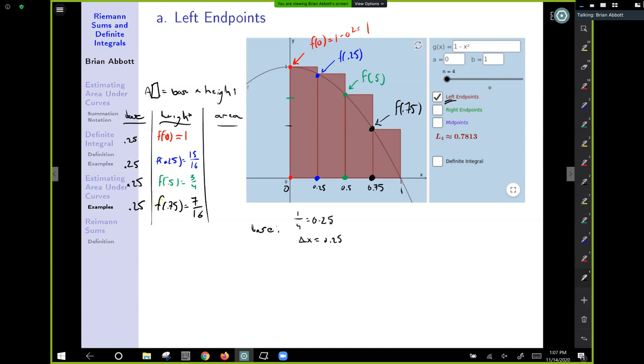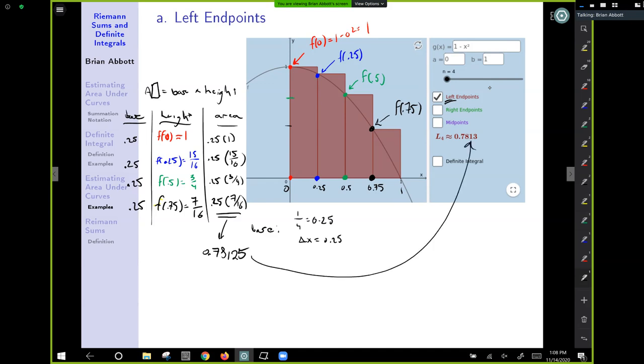And so what's the area of each of these rectangles? Careful here, you gotta remember to multiply the base times the height. So 0.25 times 1 is 0.25. 0.25, or 1/4, times 15 over 16. 0.25 times 3/4, and 0.25, the base width, times our height, 7/16. If you sum all that up, guess what you get? You end up with 0.78125. And now that, they rounded to 4 places instead of 5 where I did my calculation.